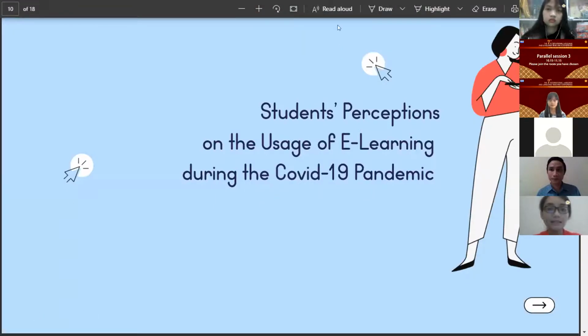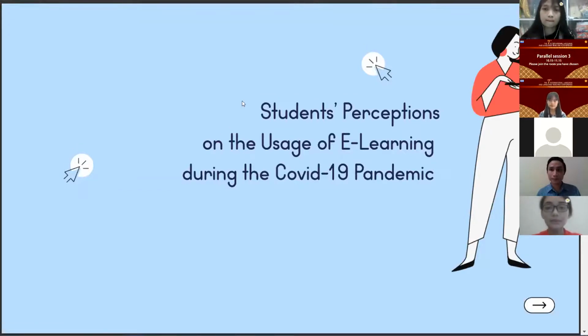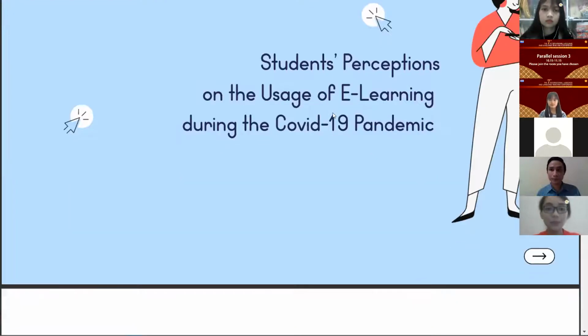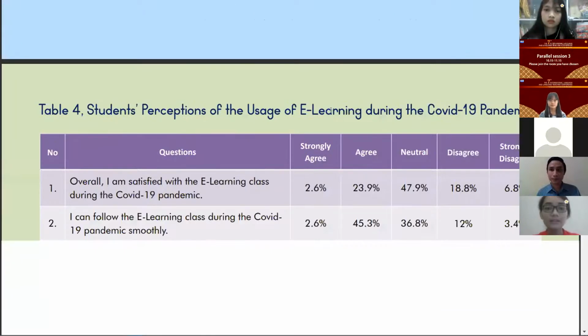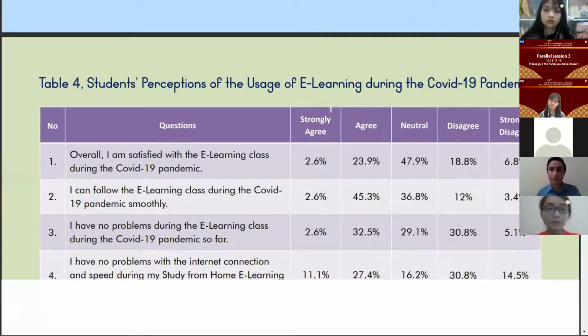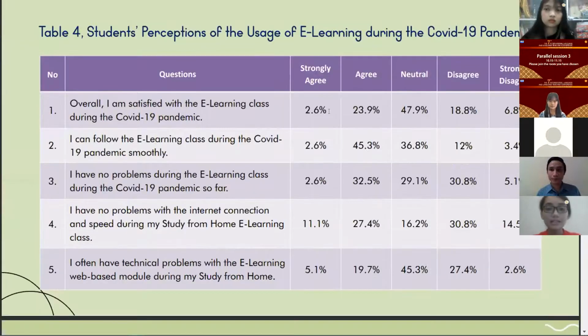In this part, the researchers show the students' perception on the usage of e-learning during the COVID-19 pandemic. And in table 4, we found that the students were satisfied with the e-learning class and followed the class smoothly. However, this did not guarantee that students would not meet any problems during this semester. It can be seen that students also experienced technical problems related to the internet connection and internet speed during their study from home.